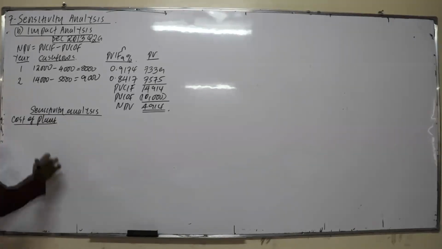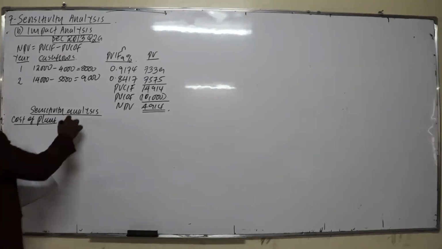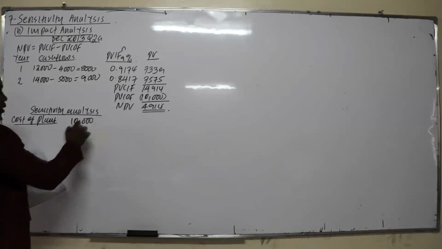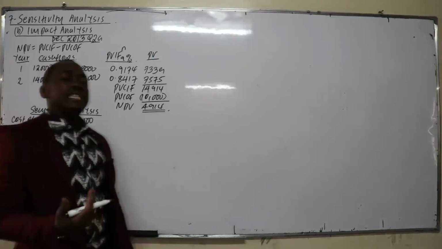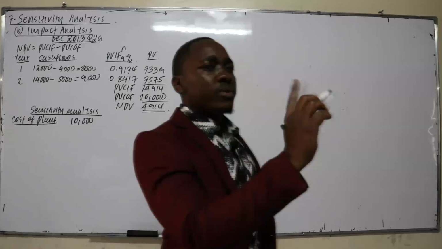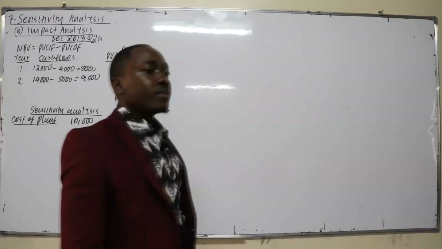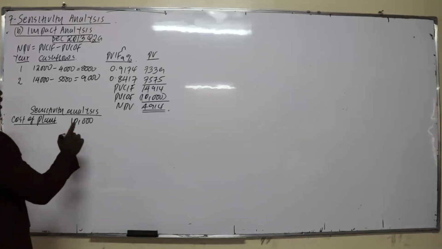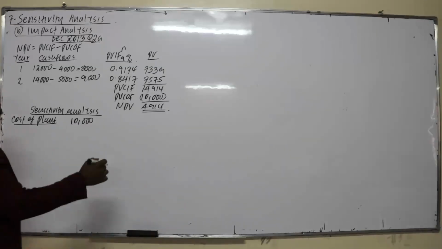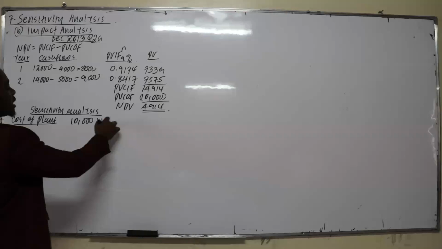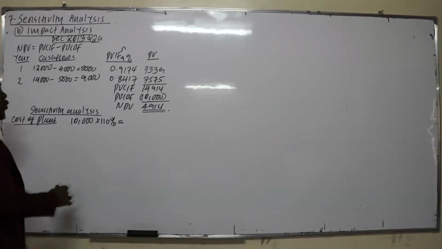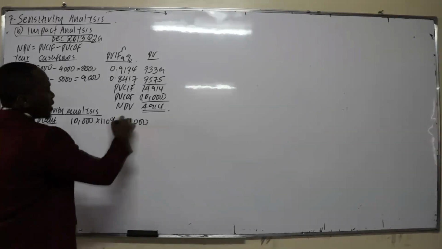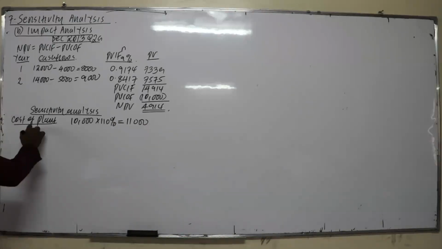Now, how much was the cost of the plant? 10. When it's affected adversely by 10%, this cost, will it increase or go down? It will increase. They're told that it's affected adversely by 10%, so you multiply by 110%. So it will increase to 11,000. So how much will be our NPV?